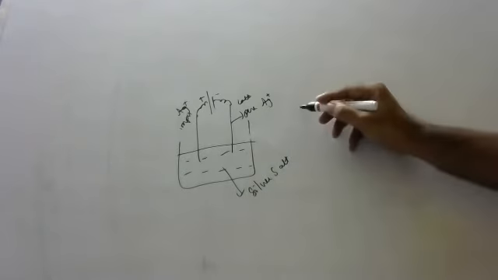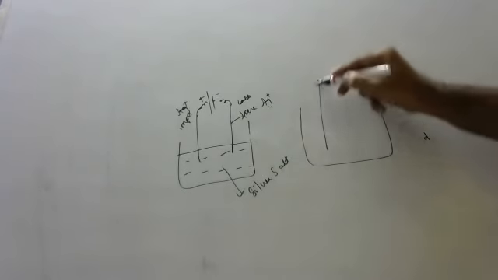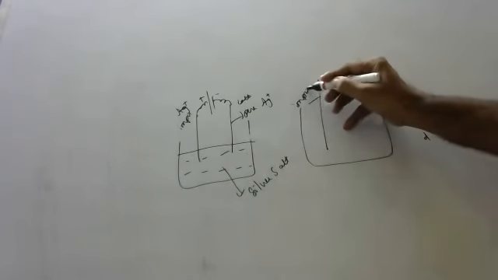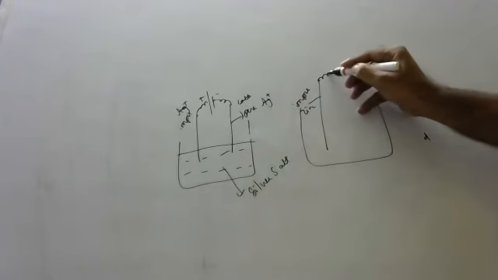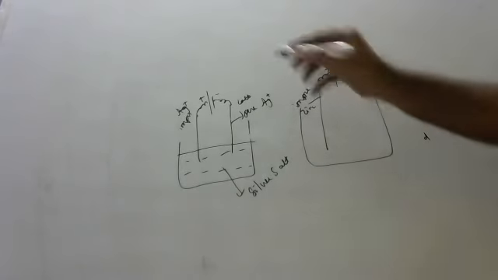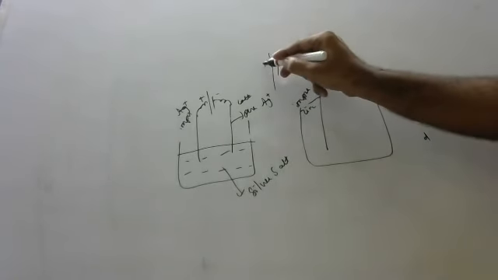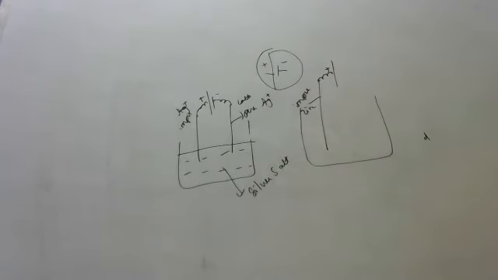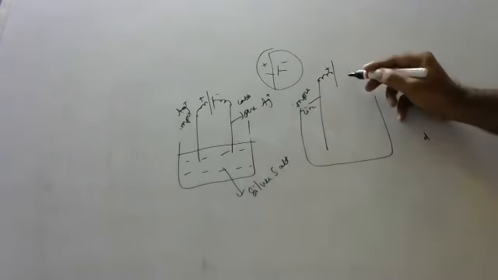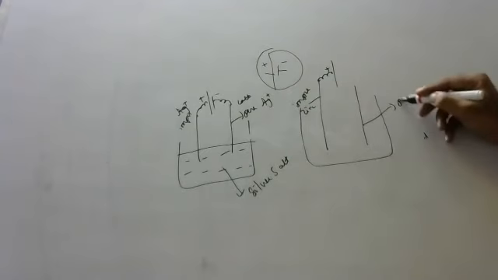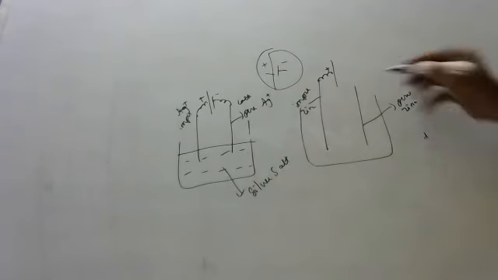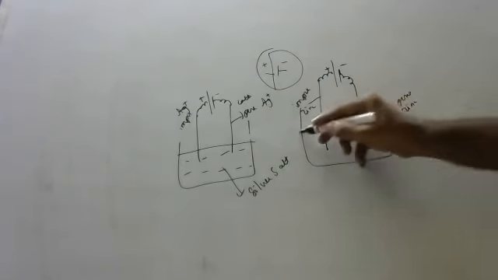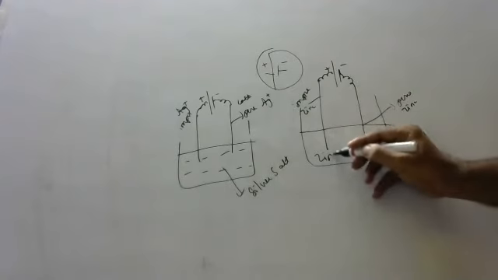Suppose you want to purify zinc. Impure zinc, I will take as anode. Children, the battery is represented like this: the bigger one is plus, the smaller one is minus. The battery is represented like this in the electricity lesson. Impure zinc, anode. Pure zinc, cathode. Electrolyte, some zinc salt, any zinc salt.